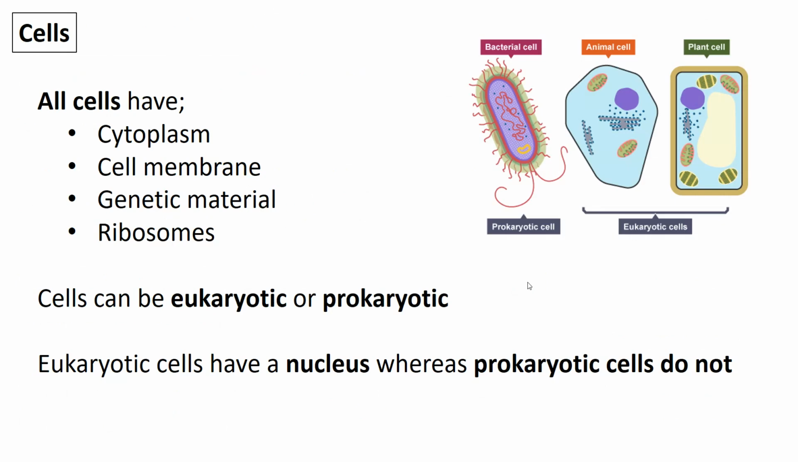In terms of the cells as the basic building blocks, all cells, no matter what they're from, whether it's multicellular or unicellular organisms, all have cytoplasm, cell membrane, genetic material, and ribosomes. They can be grouped as eukaryotic or prokaryotic cells, but they all have those key parts. The difference between a eukaryotic and prokaryotic cell is that eukaryotic cells have a nucleus which stores the genetic material, whereas prokaryotic cells do not have a nucleus. I always remind my students to say pro means no, because prokaryotic is no nucleus.